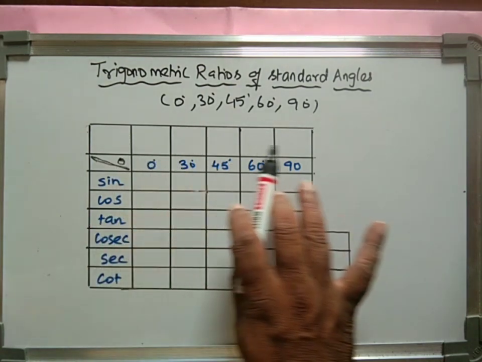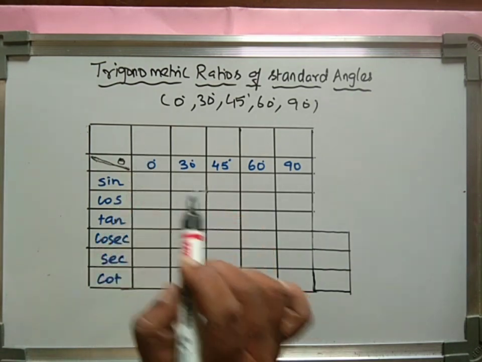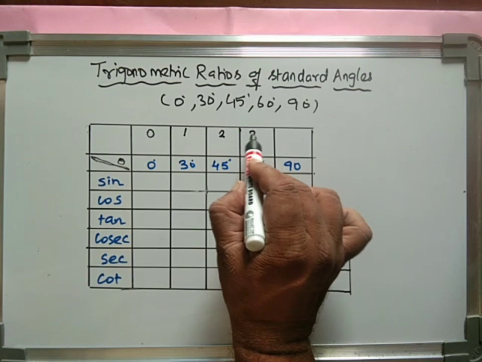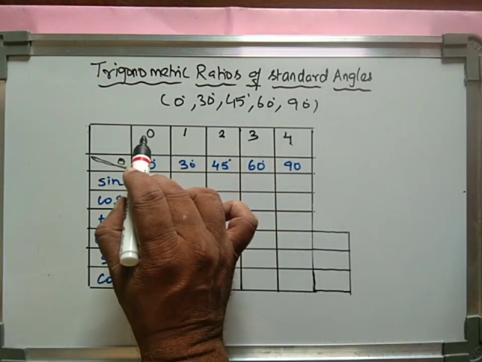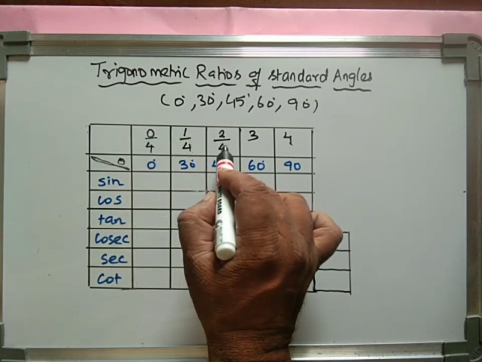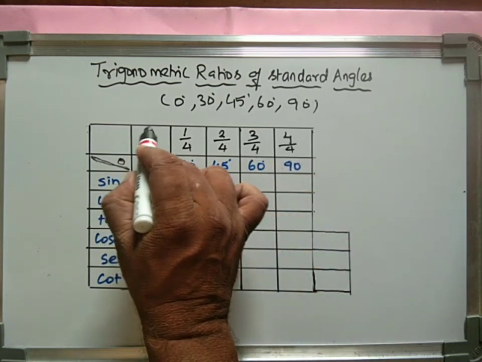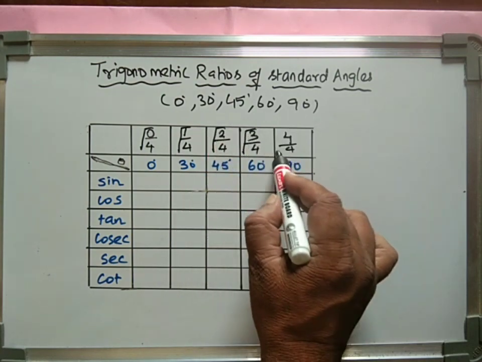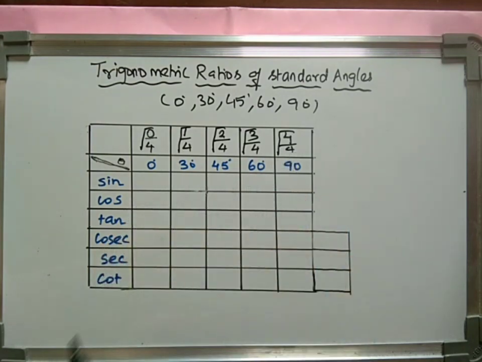Here in the top corner we are having an empty box, isn't it? In that we start numbering as 0, 1, 2, 3, 4. So what is the last number here? We wrote 4. Now we have to divide these numbers by 4, and for that we take square root. So it is quite simple, isn't it? Now we simplify these values and write in the first row.